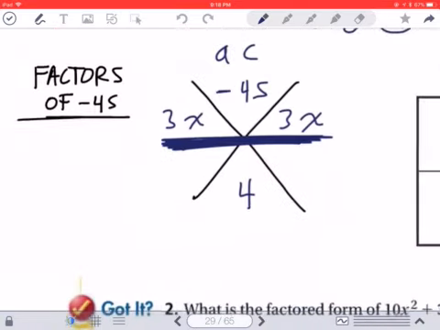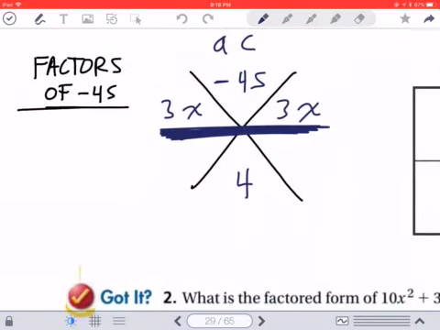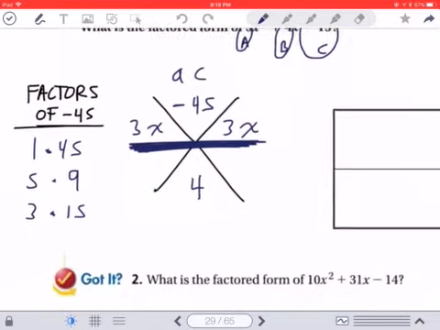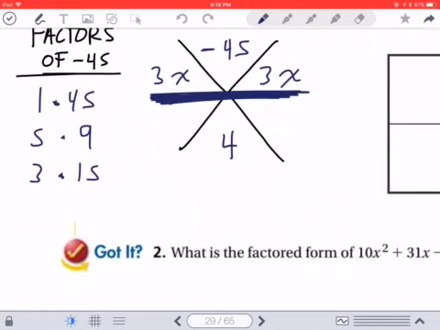Well, sometimes it might be helpful to make a list. So all the factors of 45. I got 1 times 45. I got 5 times 9. Okay, I could do 3 times 15. That would somehow get me there. But the goal is to get to a positive 4. So how can I get to a positive 4?